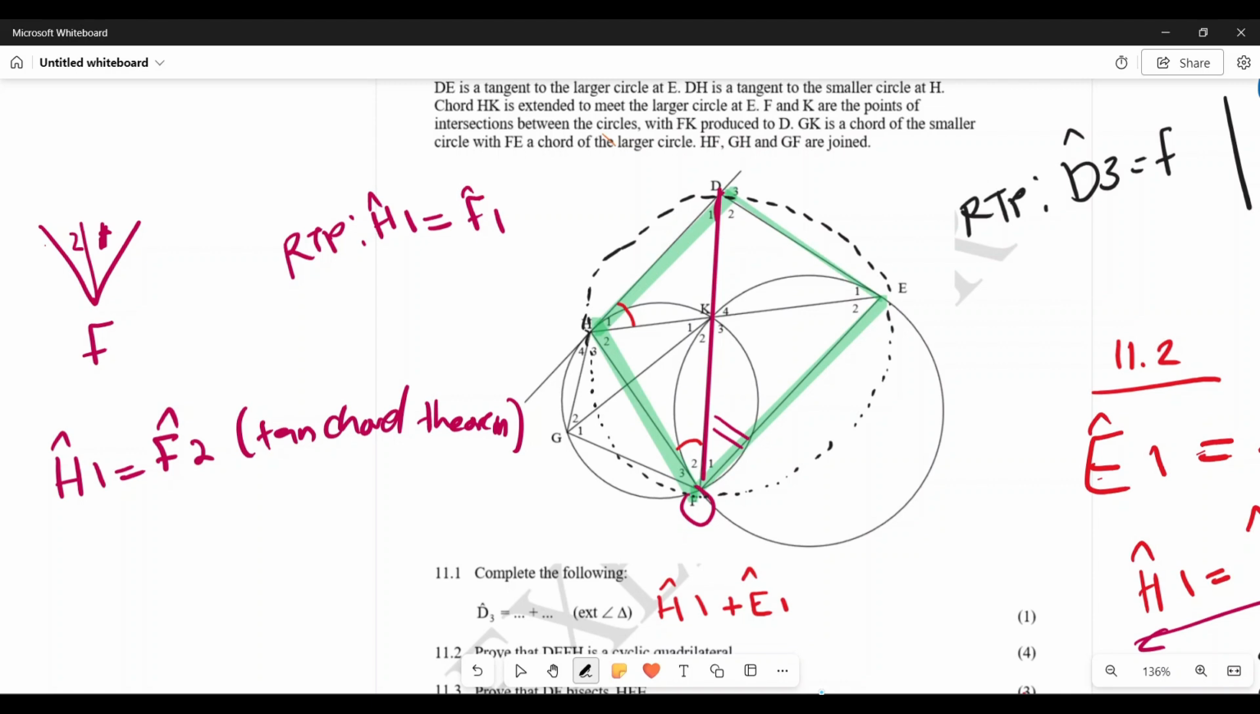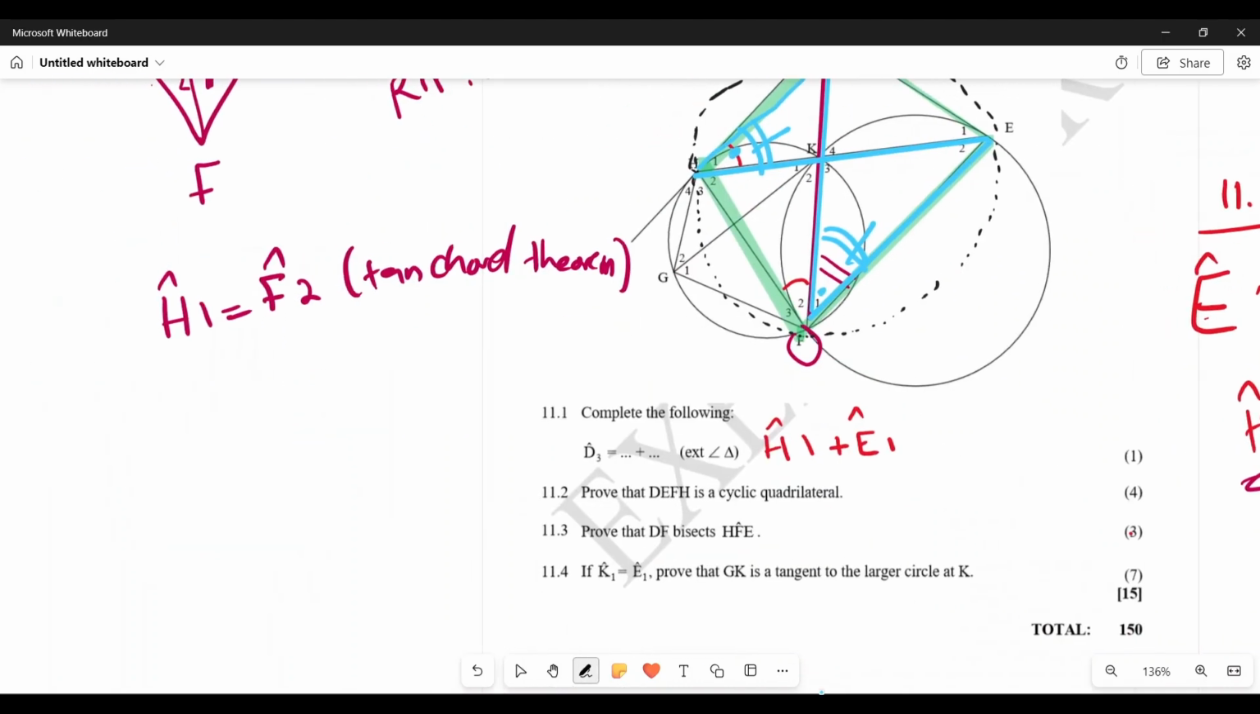Let's see how we can interlink these two angles to be equal to one another. Can you see that here they're basically going to be forming angles in the same segment, a butterfly shape, right? This is the butterfly shape that they form. As a result, these two are going to be equal to one another. So I could say H1 is equal to F1. And why is that? The reason being is that these are angles in the same segment.